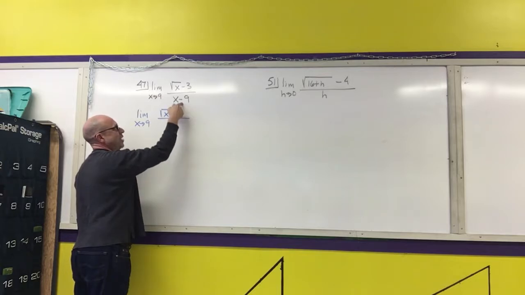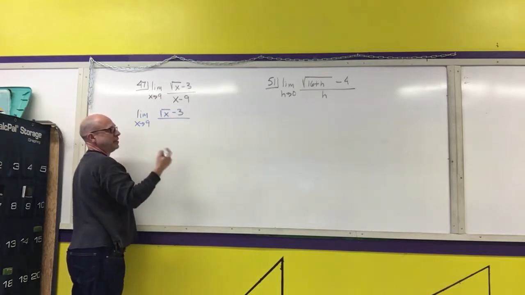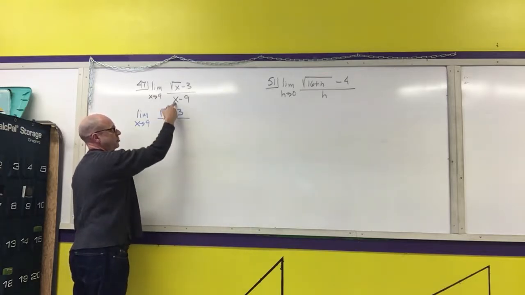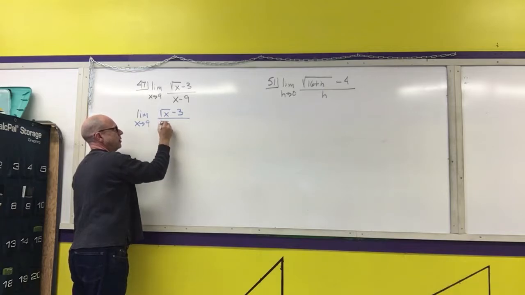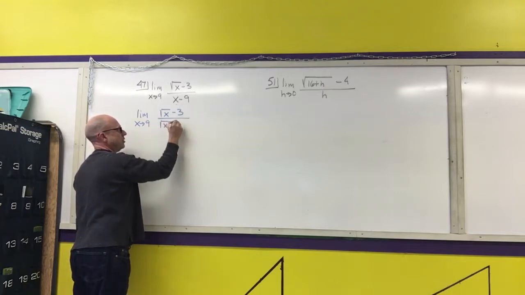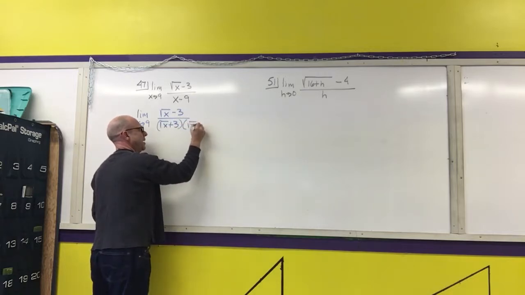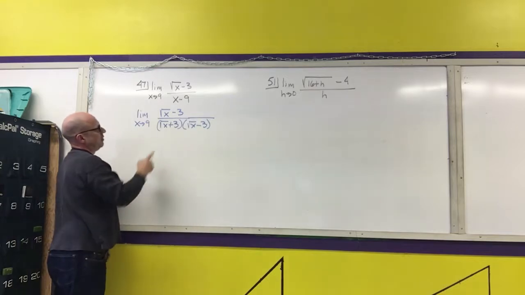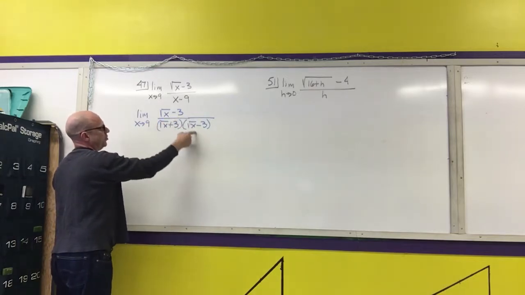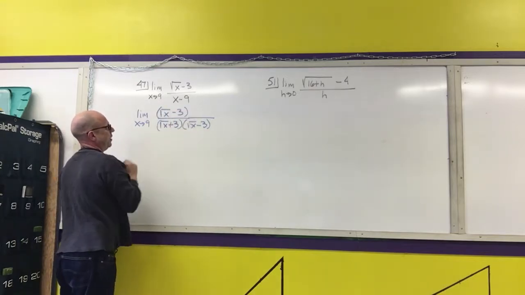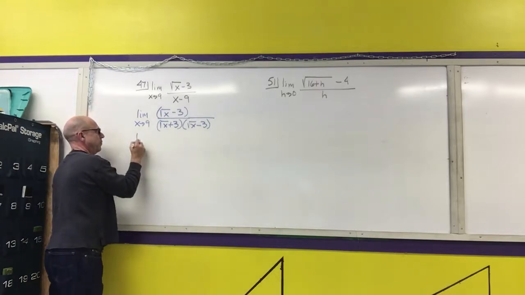And then in the denominator, I'm going to rewrite that as the difference of squares pattern. I'm going to take the square root of the first term plus the square root of the last term, times the square root of the first term minus the square root of the last term. And you notice that I have a common factor in the numerator and the denominator now. So I rewrite my limit as x approaches 9.